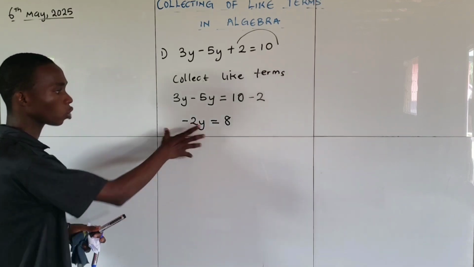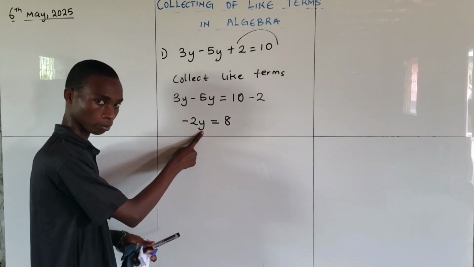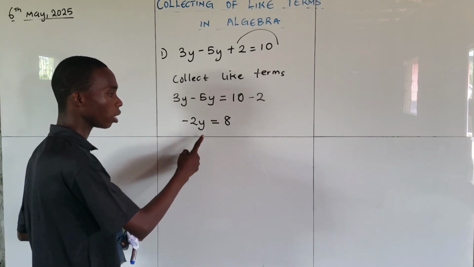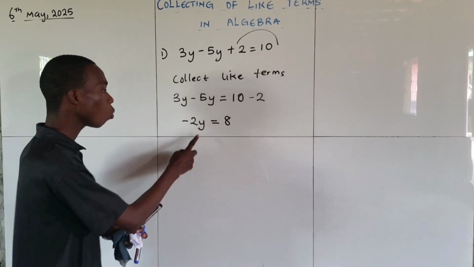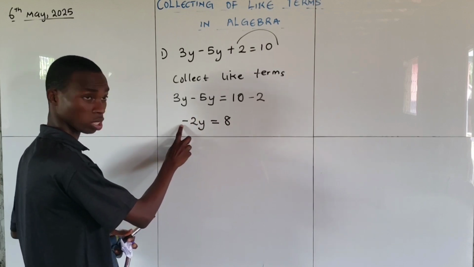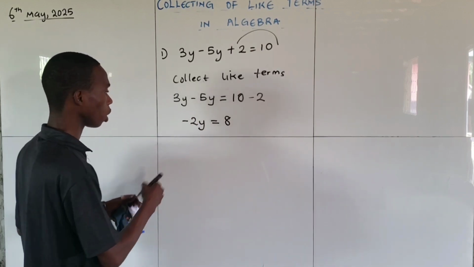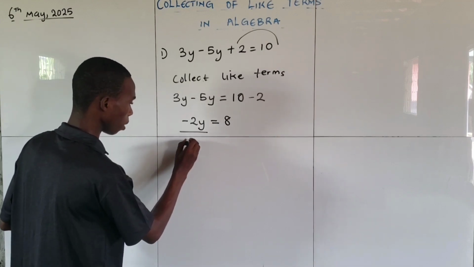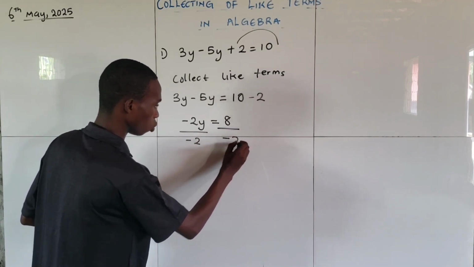So now, having done something like this, what are we looking for here? We are looking for this y here. Because we are looking for y, we'll divide both sides by the coefficient of y, the one y is having, which is -2. The coefficient of y here is what? It is -2. So we'll divide both sides by -2. So let's do it. Let's divide both sides by -2. Divide also 8 by -2.